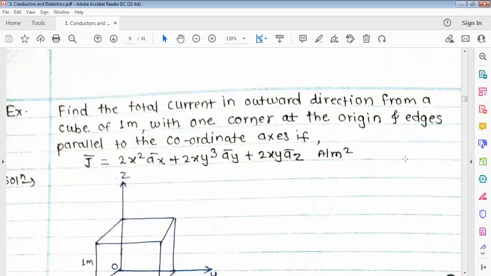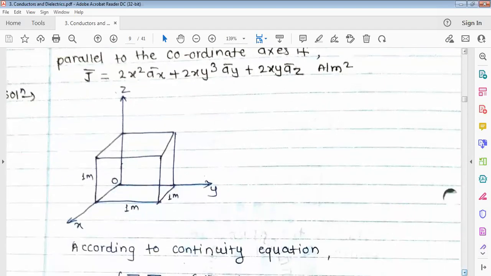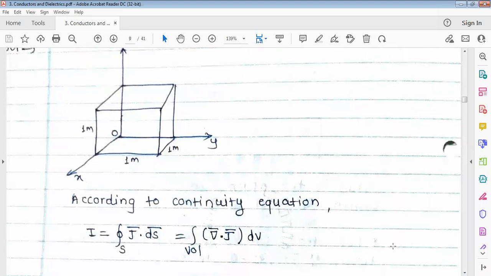Closed surface integral of J bar dot ds bar. Correct. It is the closed surface integral of J bar dot ds bar, because here the current density is given, so we have to find this form. If we use this equation, J bar is given here. So can you find this ds bar? What can be the ds bar?